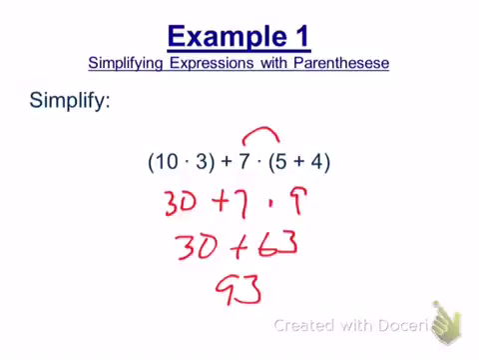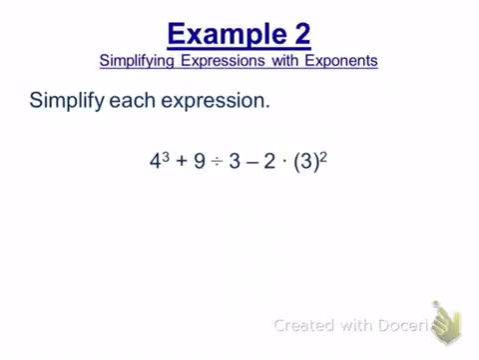Now, would it have been okay to do this? Yeah, because of what? The distributive property, right? The distributive property tells us it's okay to do that. If we wanted to distribute that 7 to the 5 and to the 4, we would get 30 plus 35 plus 28. 35 plus 28 is 63, so you are still going to get the same answer. And that kind of goes to how I was showing you guys to multiply two-digit numbers times two-digit numbers. You can use the distributive property at any point. All right, try this one.